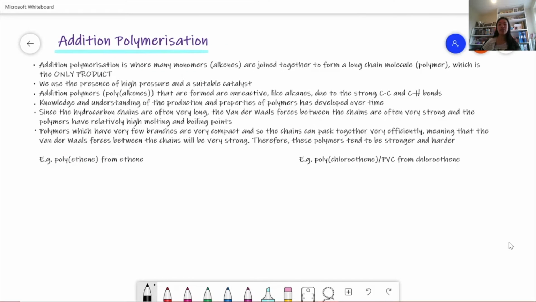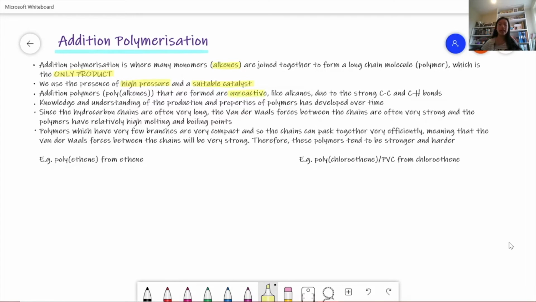Now we're going to look at addition polymerisation. So addition polymerisation is where many monomers, which in this case are alkenes, because we actually make these polymers from alkenes, are joined together to form a long chain molecule, which is the polymer. And the polymer is the only product. We use the presence of a high pressure and a suitable catalyst. Addition polymers, or we can call them polyalkenes, are formed.